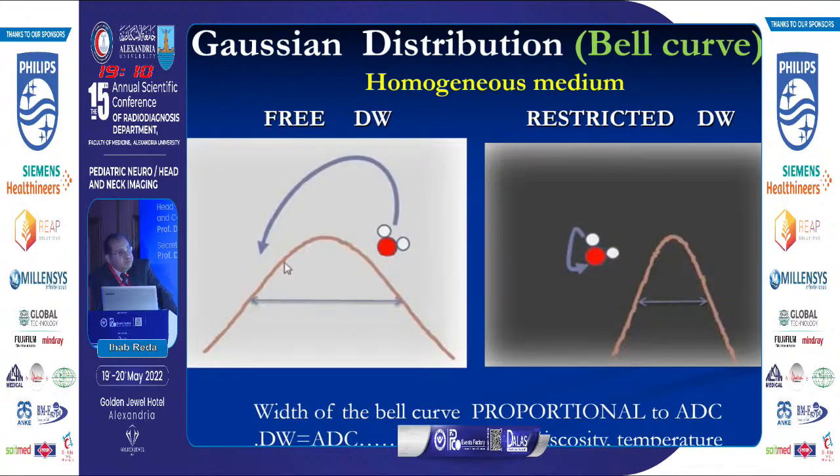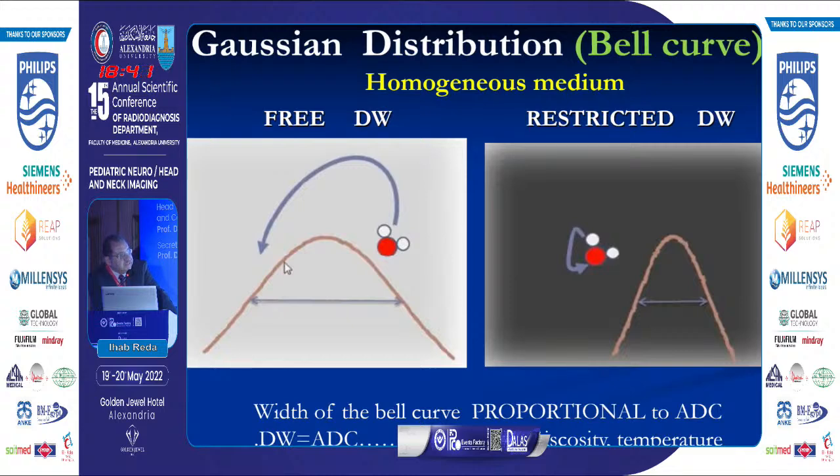If we are dealing with a homogeneous medium, the proton movement will follow a Gaussian distribution. And in this condition, the movement can be presented by what we call a bell curve. This is the bell curve. In free diffusion, the bell curve is wide. In restricted diffusion, the bell curve is narrow. The width of this bell curve represents the ADC.